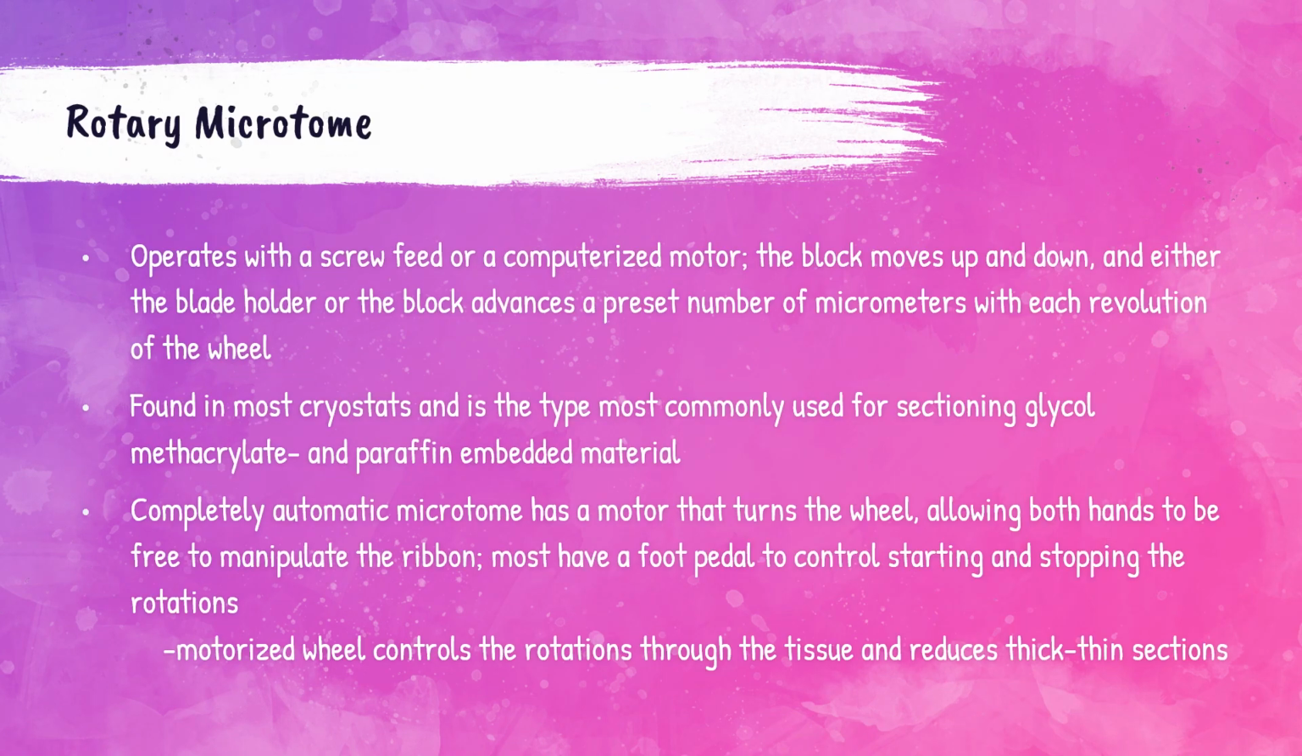Rotary microtomes operate with a screw feed. The tissue block that is put into the microtome moves up and down. Either the microtome knife or the tissue block advances at a preset length with each revolution of the microtome wheel. Rotary microtomes are the most commonly found type of microtome within cryostats, and we'll discuss cryostats in a few minutes within this lecture. There are manual rotary microtomes, where the user has to manually rotate the wheel in order to cut the tissue block, and then there are also automated ones. The automated rotary microtomes have a motor that is often controlled with a foot pedal.